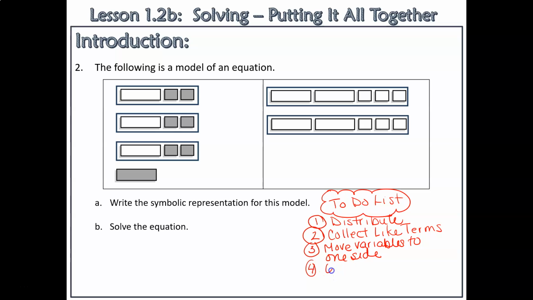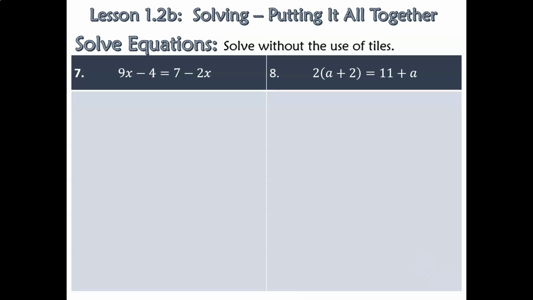Then you undo addition and subtraction. And then undo multiplication and division. Okay, so now let's actually do some of these problems. Again, I think this is your number 2. It's definitely not your number 7. But they go in the same order.